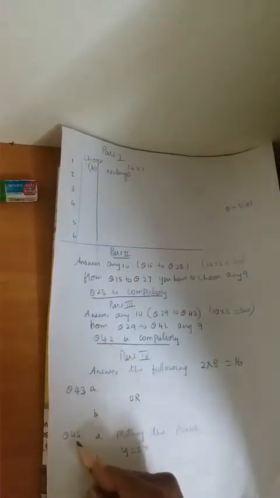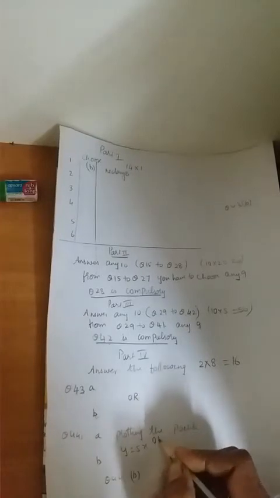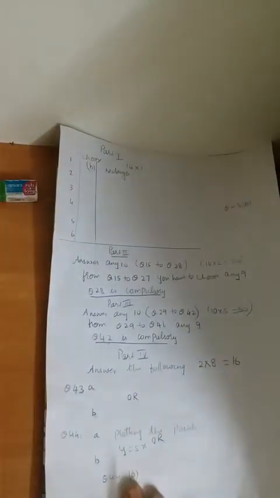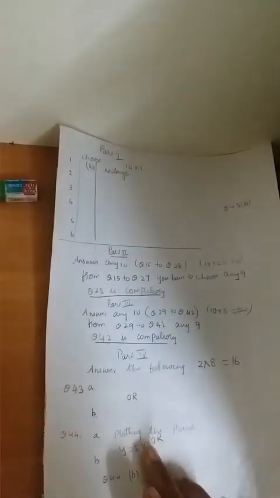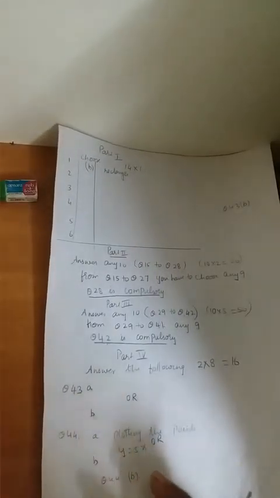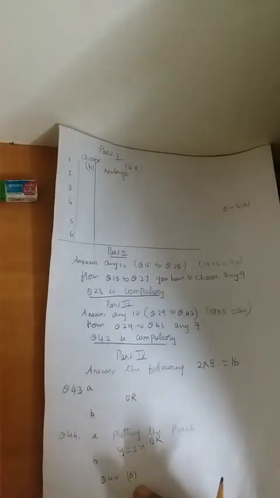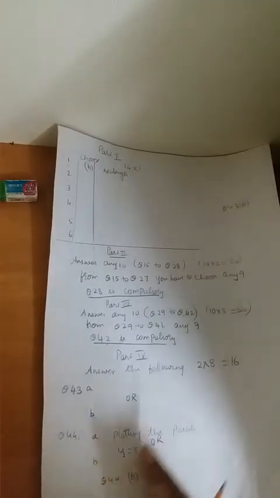Then question number 44 you have plotting the points or any other graph. You have it in the last exercise of Chapter 3, that you see. So this is your question number 44. Whichever you are doing, you have to mention on the graph paper, on the question paper, and on the answer paper also.